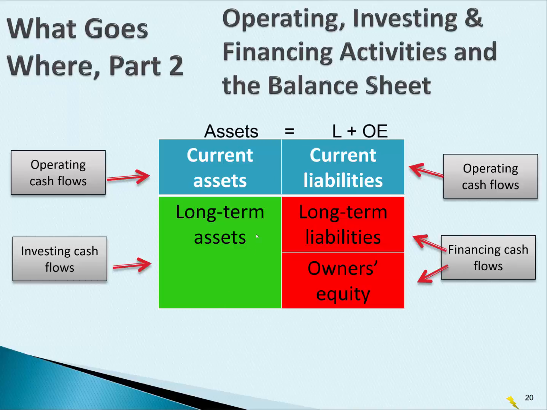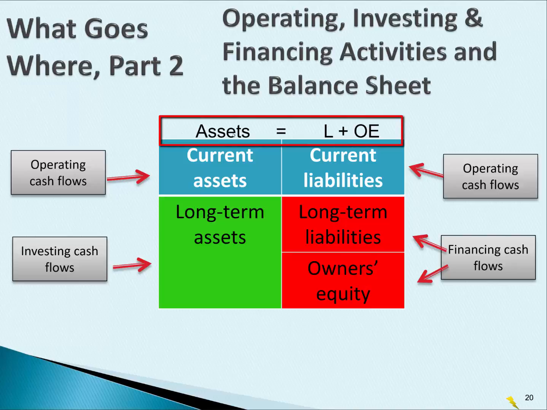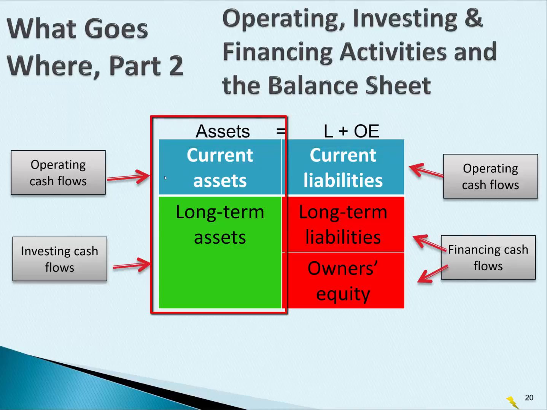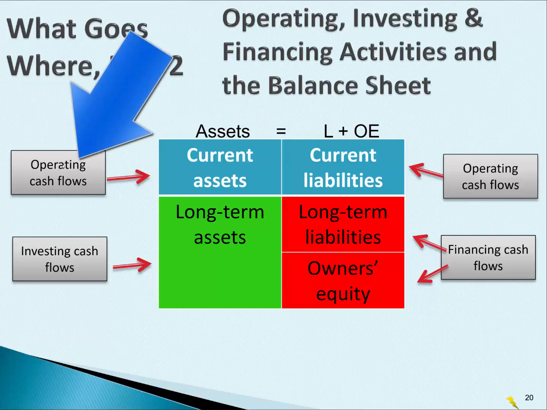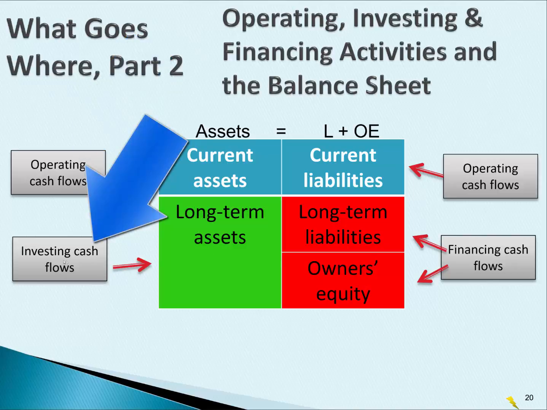So what this grid system is showing is it's starting off with the accounting equation, and on the left we have assets. Underneath assets we have the two categories of assets: current assets and long-term assets. If there's a change to a current asset on the statement of cash flows, it goes into the operating cash flow section. If there's a change to a long-term asset, it goes into the investing section.